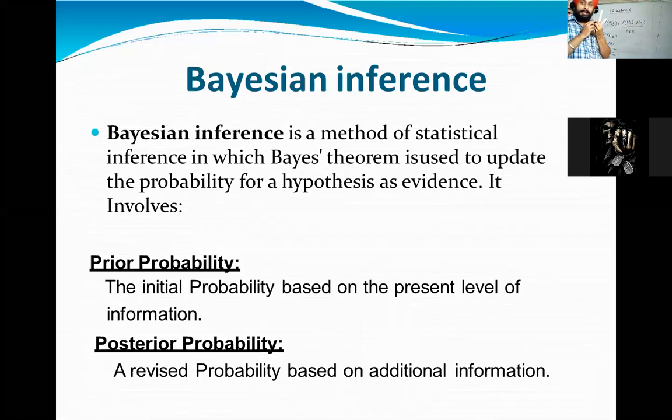So what is prior and posterior? Very important. The prior is the initial probability based on the present level of information. That is the prior.